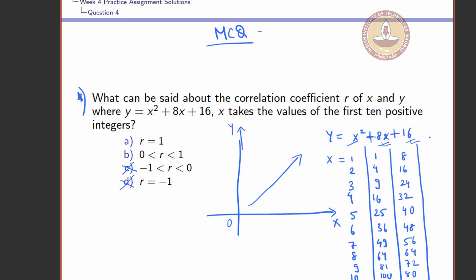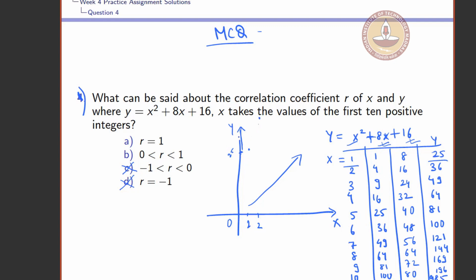Again, if you add 16, your y is going to be 25, 36, 49, 64, 81, 100, 121, 144, 169, 196 and 225. So as you can see, for x is equal to 1, your y is 25. So we say it is 1, y is going to be at some 25. It will be here. For 2, y is going to be 36.